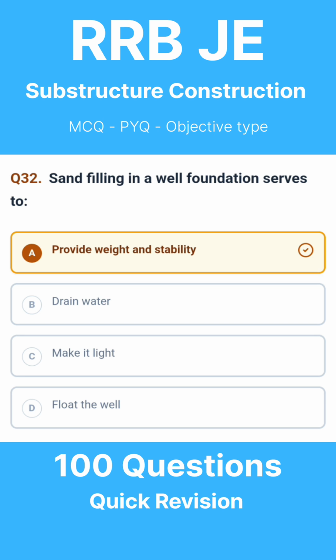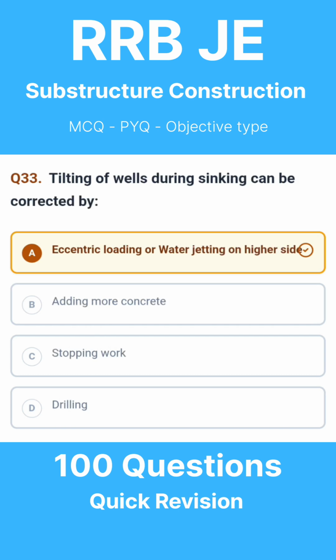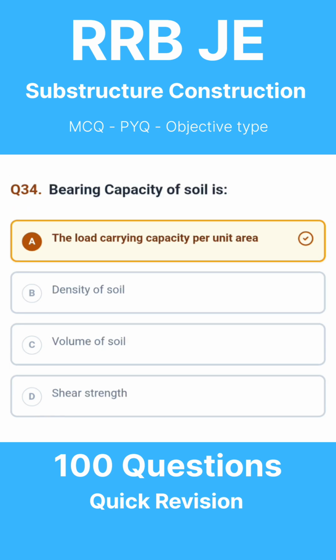Question 32. Sand filling in a well foundation serves to. The correct answer is provide weight and stability. Question 33. Tilting of wells during sinking can be corrected by. The correct answer is eccentric loading or water jetting on higher side. Question 34. Bearing capacity of soil is. The correct answer is the load carrying capacity per unit area.